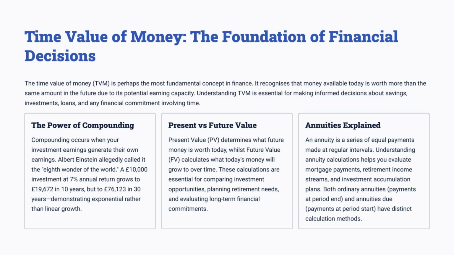The time value of money, TVM, is crucial in finance, emphasizing that money today is more valuable than the same amount in the future due to earning potential. Compounding illustrates this as a $10,000 investment at 7% grows significantly over decades. Present and future value calculations aid in comparing investments and planning finances, while annuities help evaluate regular payment streams.